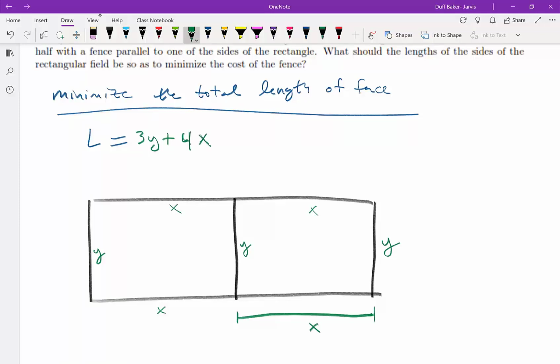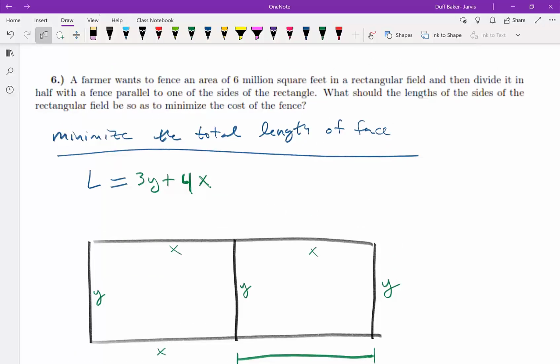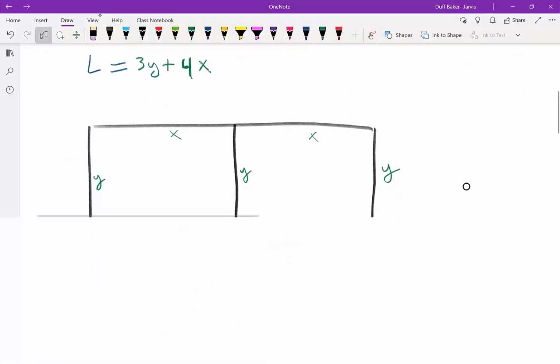Okay, so we want to minimize this, but we have a problem because there's 2 variables, right? So in order to be able to actually have just a single answer, there has to be some sort of constraint. Otherwise, there's many possible answers. And so the other piece of information we're given here is that we want the area to be 6 million square feet. So that's our constraint.